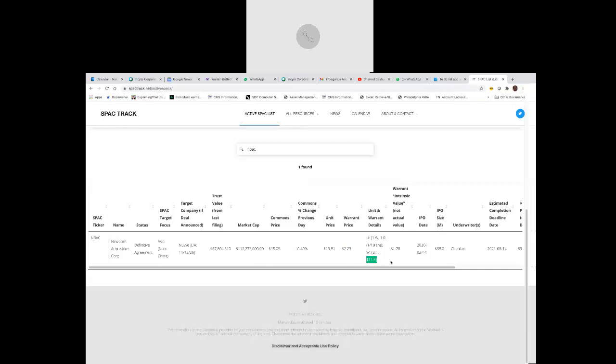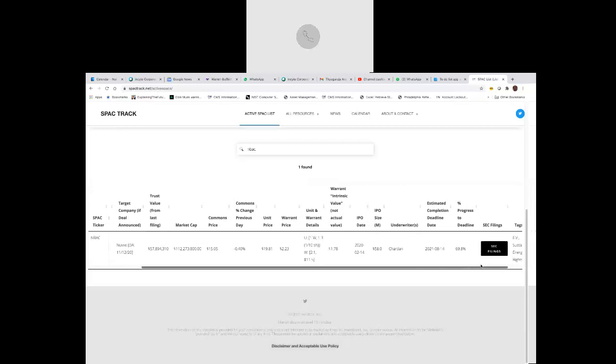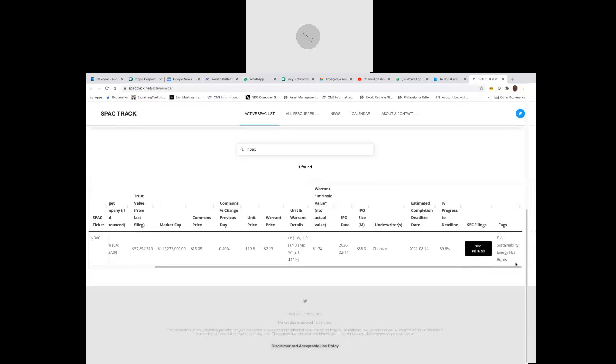Correct. The only thing is, if you don't exercise your warrant or the merger doesn't happen, the warrant is $0. It expires worthless. Okay, exactly like an option then. Correct. And then you have the intrinsic value 1.78. Okay. So I would leave those fields. The other field I would look at is percent progress to deadline. That will also give you an indication of how much time these folks have.